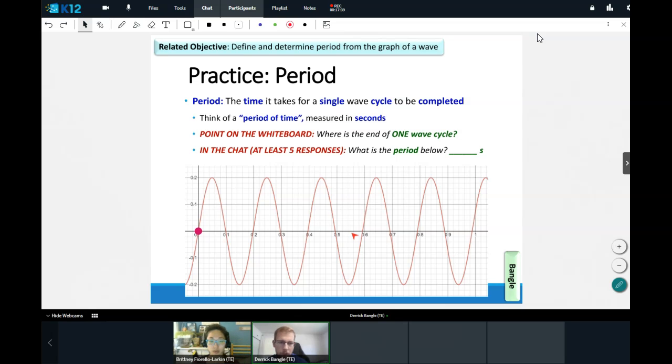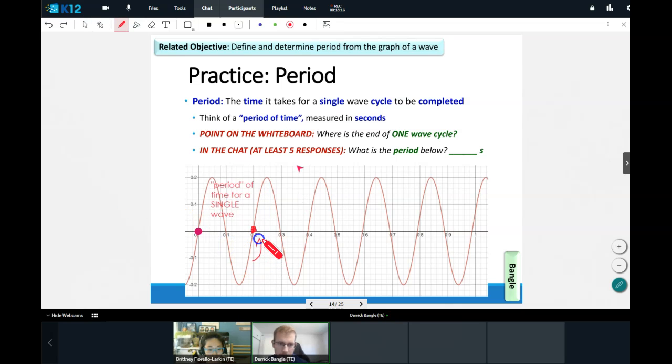Using our pointers, point on the whiteboard. Where is the end of one wave cycle? Right? So like using a pointer like this, point at the end of one wave cycle. All right, awesome. All right, so now in the chat, at least 5 responses, what is the period below? Can we measure that? And all the way at the end here, that's just 1 whole second. So how long is this period?